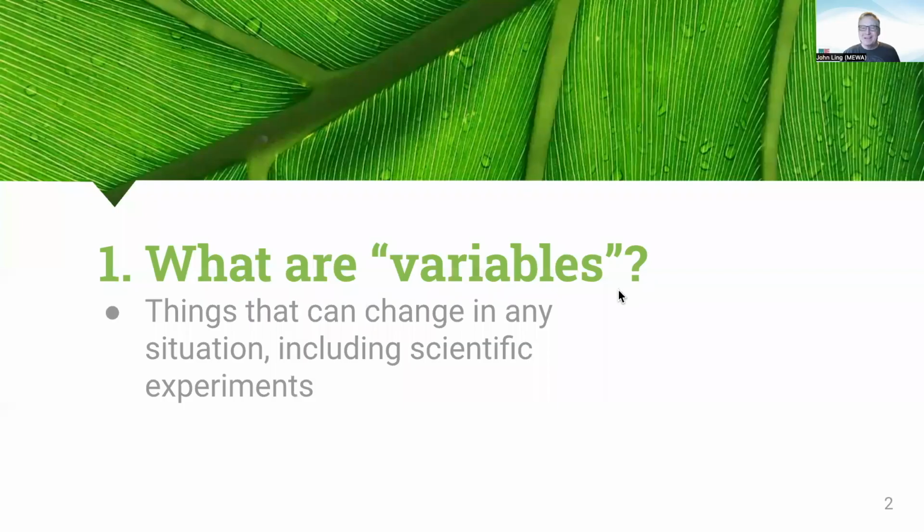Let's dig in. Whenever we design an experiment to test a hypothesis, we need to know our variables. We need to know all the things in an experiment that can change. So what are variables? That's just what they are, things that can change, right? They're the things that can change in any situation, including scientific experiments.